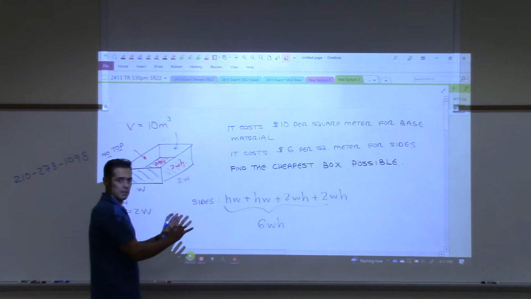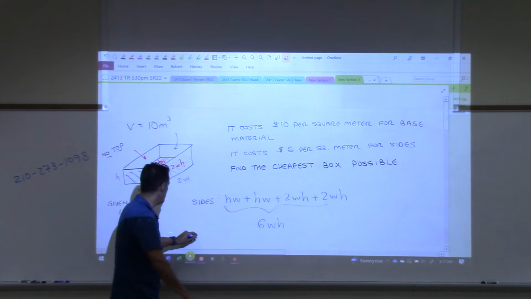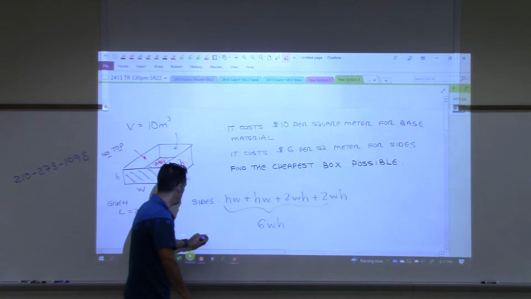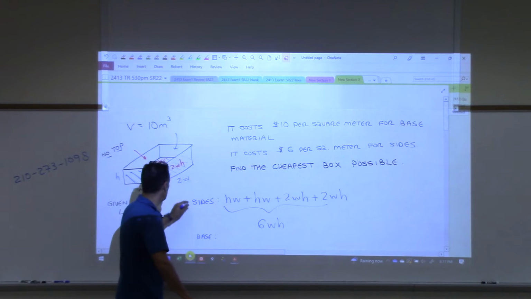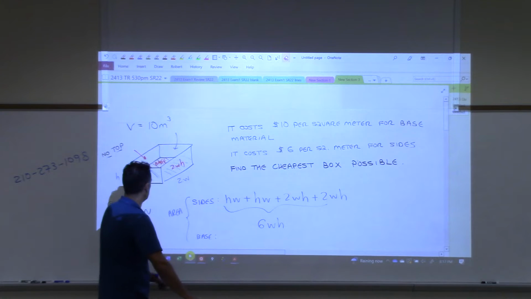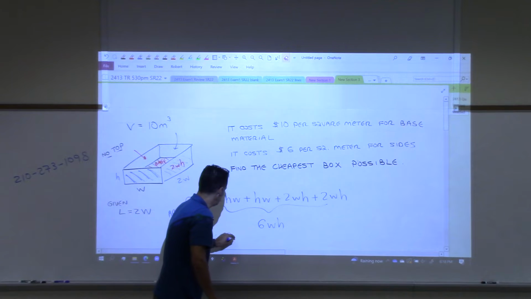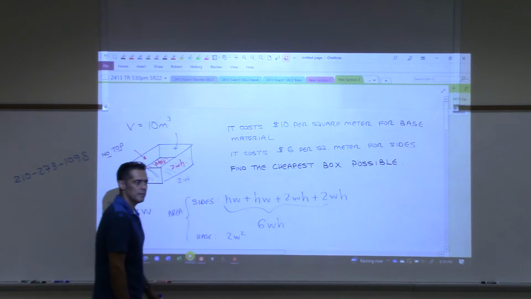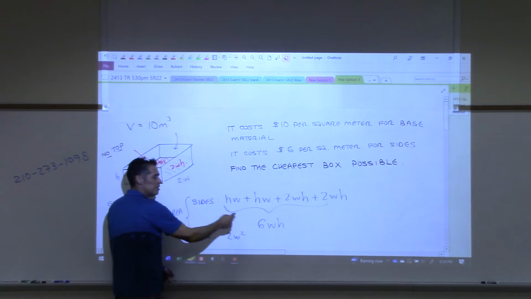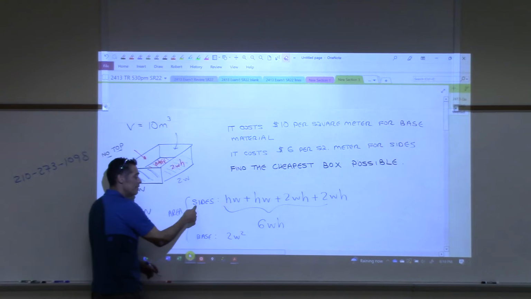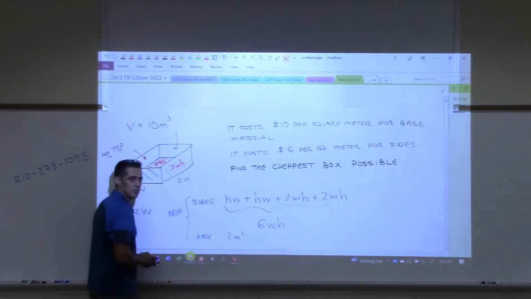Make sense? Now what about the base? What's the base? What's the area? In these, I'm talking about the areas only right now. W times 2W, which is 2W squared. Okay? So the area of the sides together is 6WH. The area of the base is 2W squared.